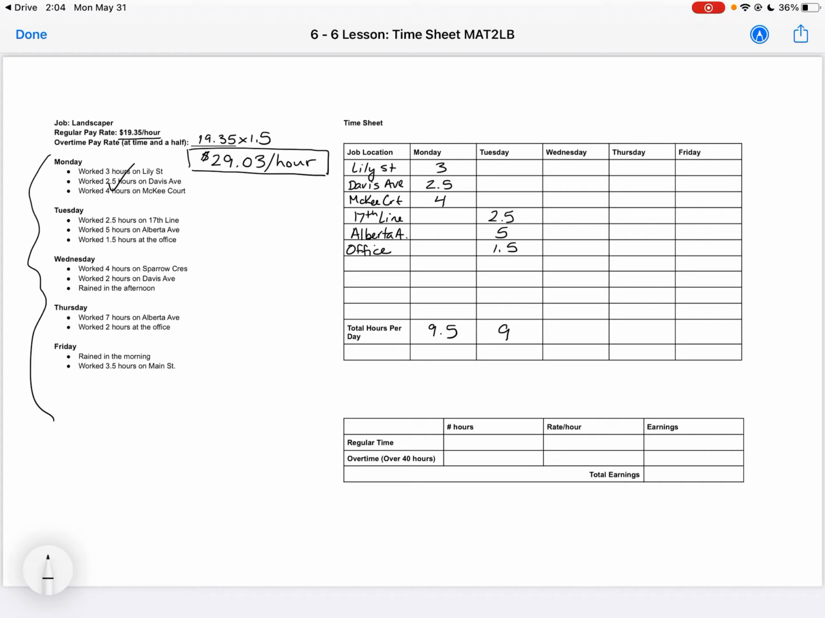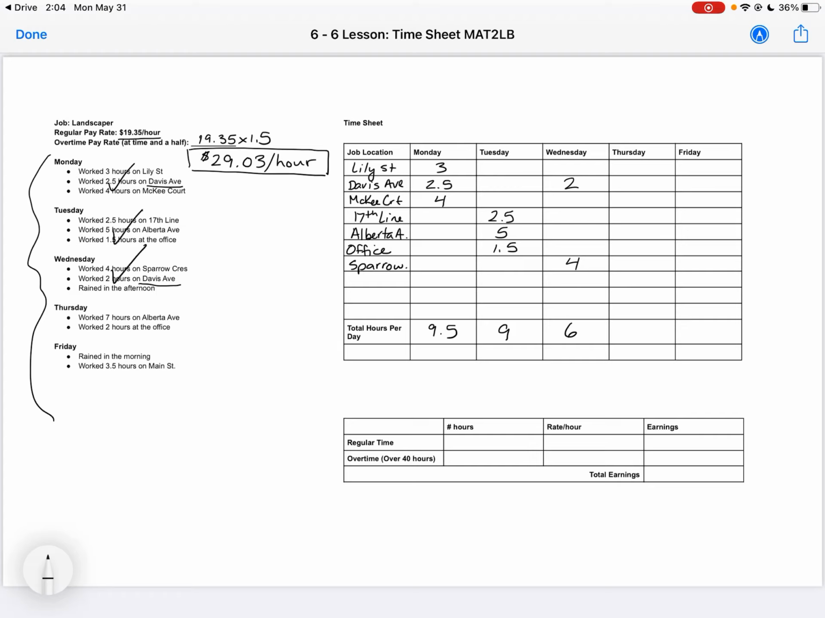So moving on to Wednesday, I worked at Sparrow Crescent. I'll just put Sparrow in there. And I worked for 4 hours. Then I went back to Davis Avenue. So I already worked there on Monday. And I worked 2 hours. And then it rained in the afternoon. So that was all the work that I got done on Wednesday, 6 hours.